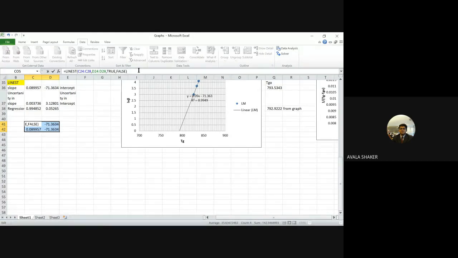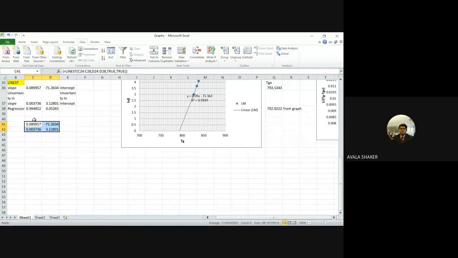Control Shift Enter. So it has given me this value. Yeah, it has given me the same because I have said false here, so it is not returning any additional regression statistics. Okay, so if you say true here, it will return me all this.